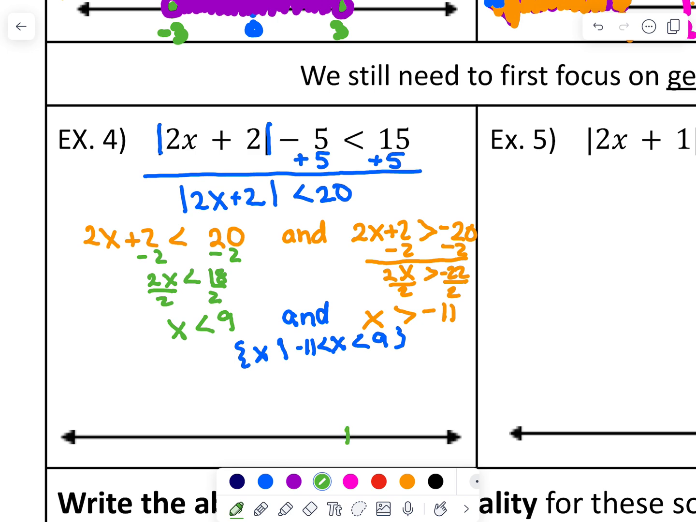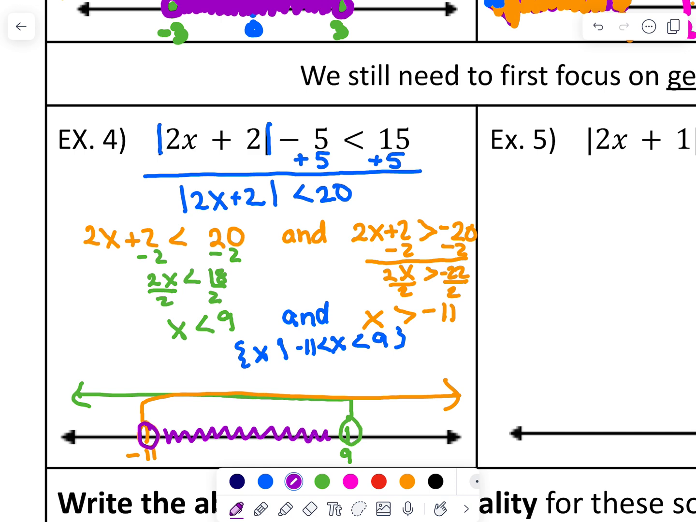So we're going to be at 9, and we're going to be less than or equal to 9. And then we're going to be at negative 11, and we're going to be greater than or equal to there. And because it's an "and," we need the overlap. So we'll be open on the ends, and we'll be in between these two.